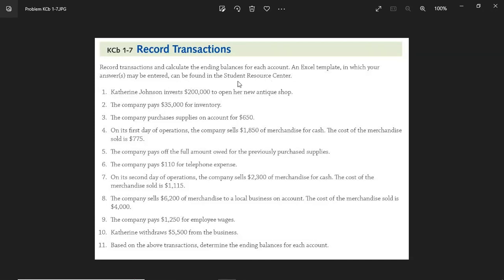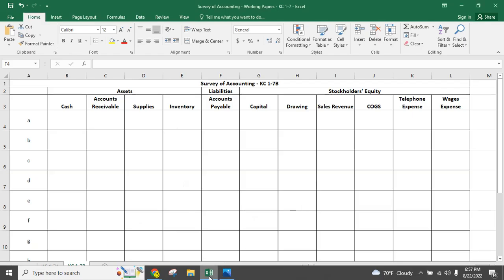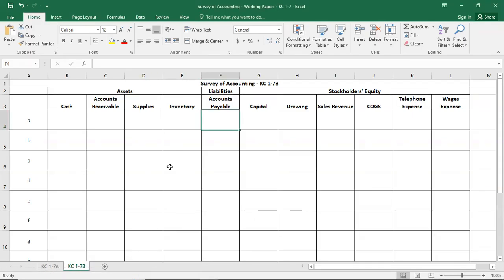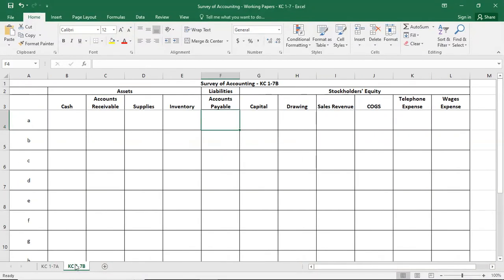I've actually uploaded some specialized working papers in both your lesson area and in your weekly assignment area. So when you open those working papers, let's take a look at those for a minute. It's going to look like this. It's going to be an Excel spreadsheet, and you can either print this out and handwrite the problem, or you can type right in the spreadsheet and upload that. And you can see down here at the bottom, there are two tabs. One says KC 1-7A, and one says KC 1-7B. Okay, so they're a little bit different.